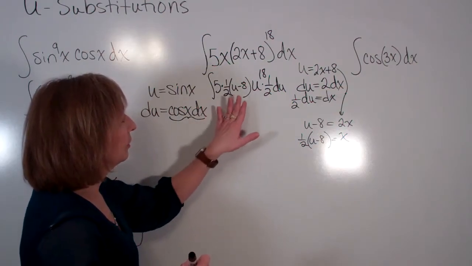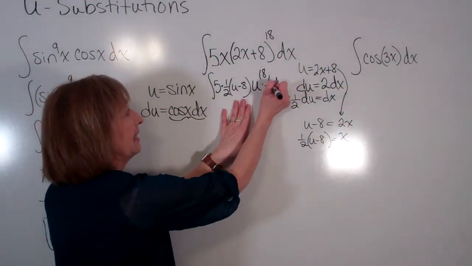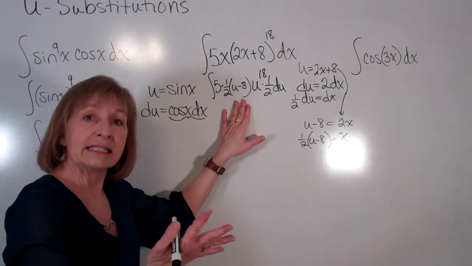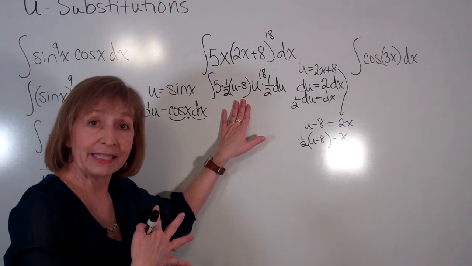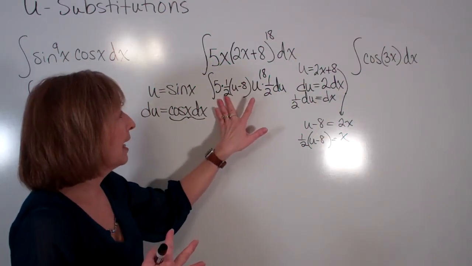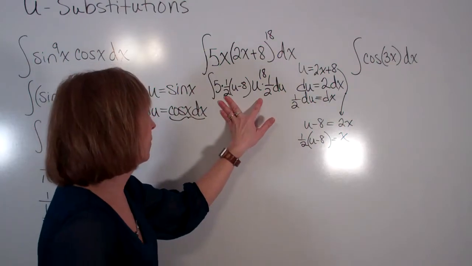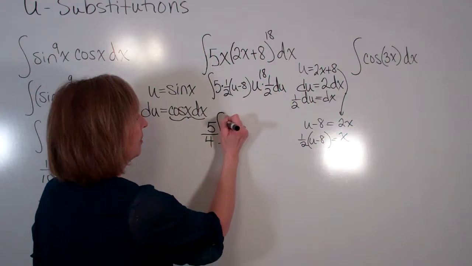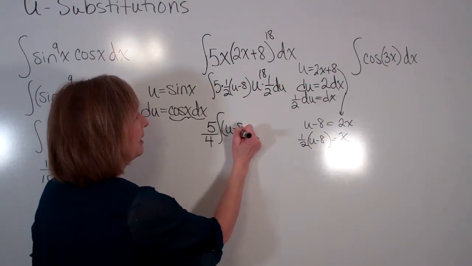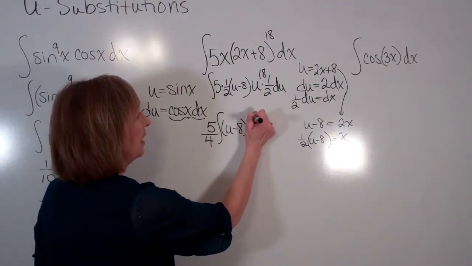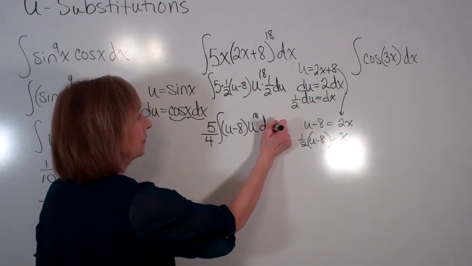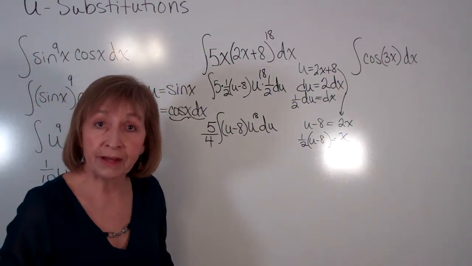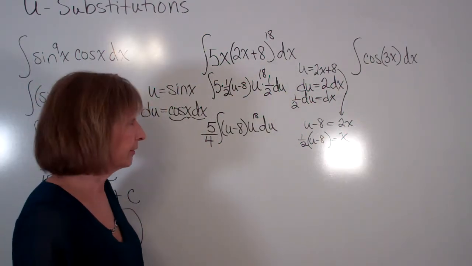So now when I look at that expression, I see these number factors that aren't in the parentheses. I can take those number factors out in front of the integral. So 5 times 1/2 times 1/2 is 5/4. So this will be 5/4 times the integral u minus 8 times u to the power 18 du. So I just took this 1/2 times this 1/2 times this 5 out front. Number factors you can bring out in front of the integral.